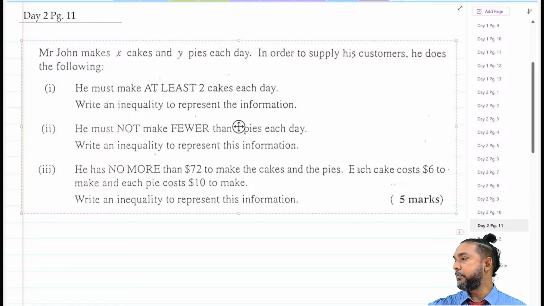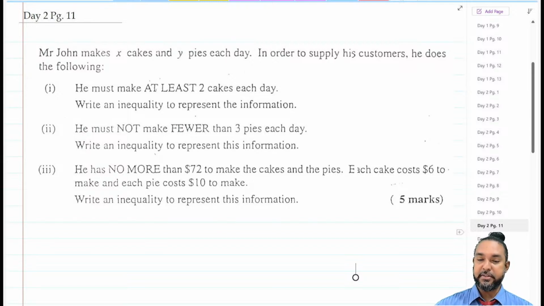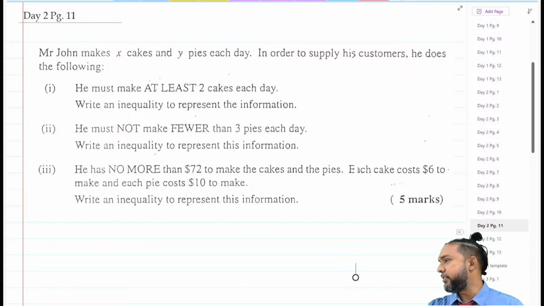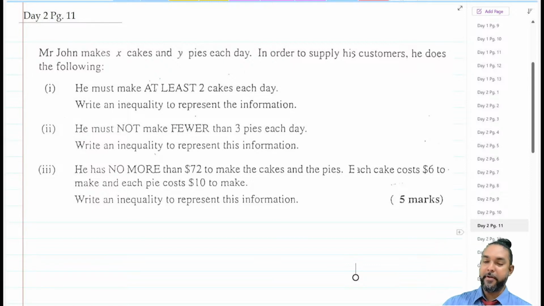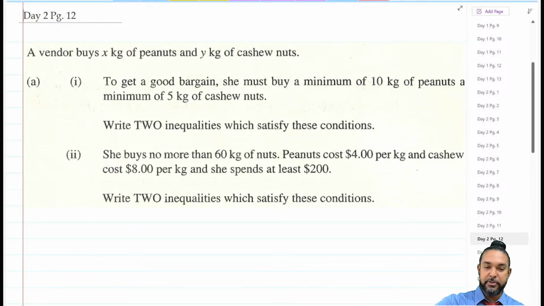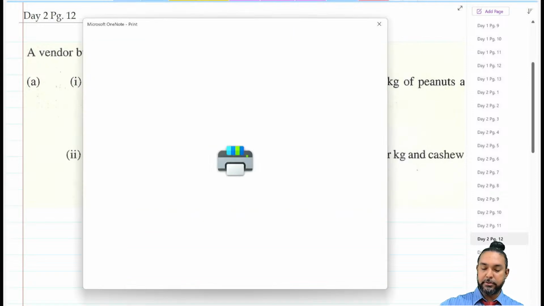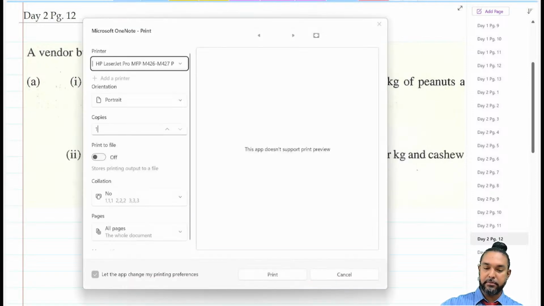Let's take a little read of this one. All right, this one's a little easier, I think. So Mr. John makes X here. In case you're wondering what year this is from, I don't know. Probably 2003, to be honest. So Mr. John makes X cakes and Y pies each day. One second, sorry, I'll put this on the print too. All right, so we'll see if we can do these two and then we call it a day. How about that?